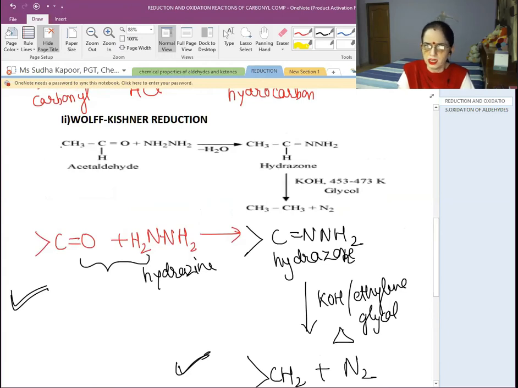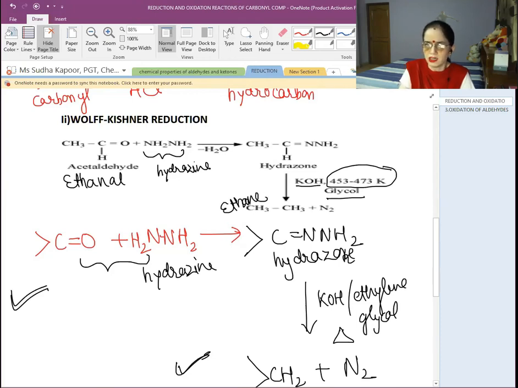See one example here, where we have taken acetaldehyde. Acetaldehyde, that is ethanal, on treatment with NH2NH2, which is hydrazine, eliminates water and we get a new compound, the hydrazone of ethanal. Now on heating with KOH and ethylene glycol, it results in giving us ethane.